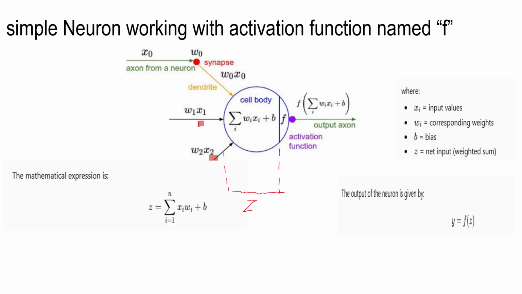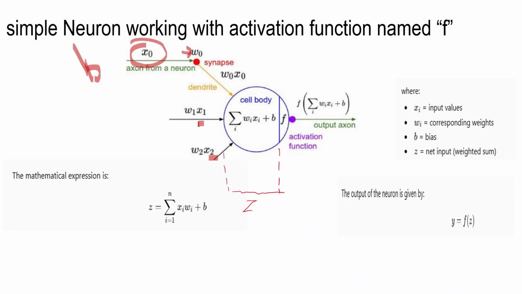Along with those inputs, something is given as x0. x0 is usually called a bias. Sometimes the symbol b can be given, sometimes the symbol x0 can be given. And for this bias, some weight is given, which is called w0.